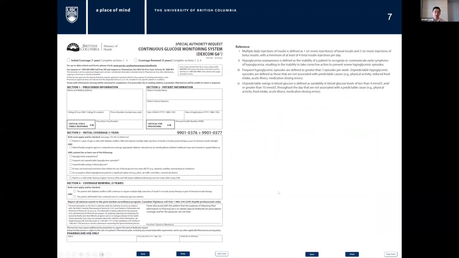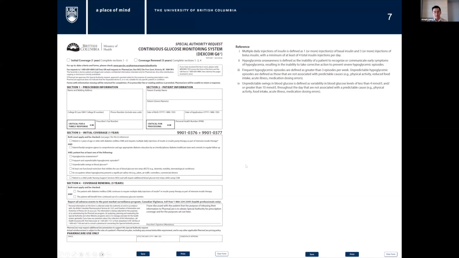This is the special authority form that is needed in order for Dexcom G6, G7, and Freestyle Libre 3 to be covered. Of course, many of us are using the e-forms now, so we don't fill out these paper forms anymore. But one of the major criteria in order for an individual to qualify for pharmacare coverage for these continuous glucose monitors is that they must be using multiple daily injections of insulin or an insulin pump.